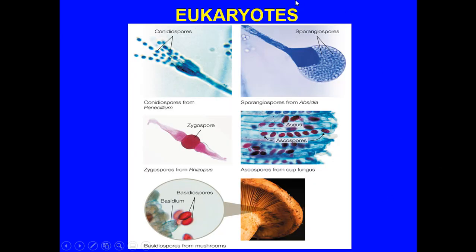Here's an example of the conidiospores. Here you can see this sort of strand coming off of this Penicillium. And each one of these spores would break off and start a new fungal organism.